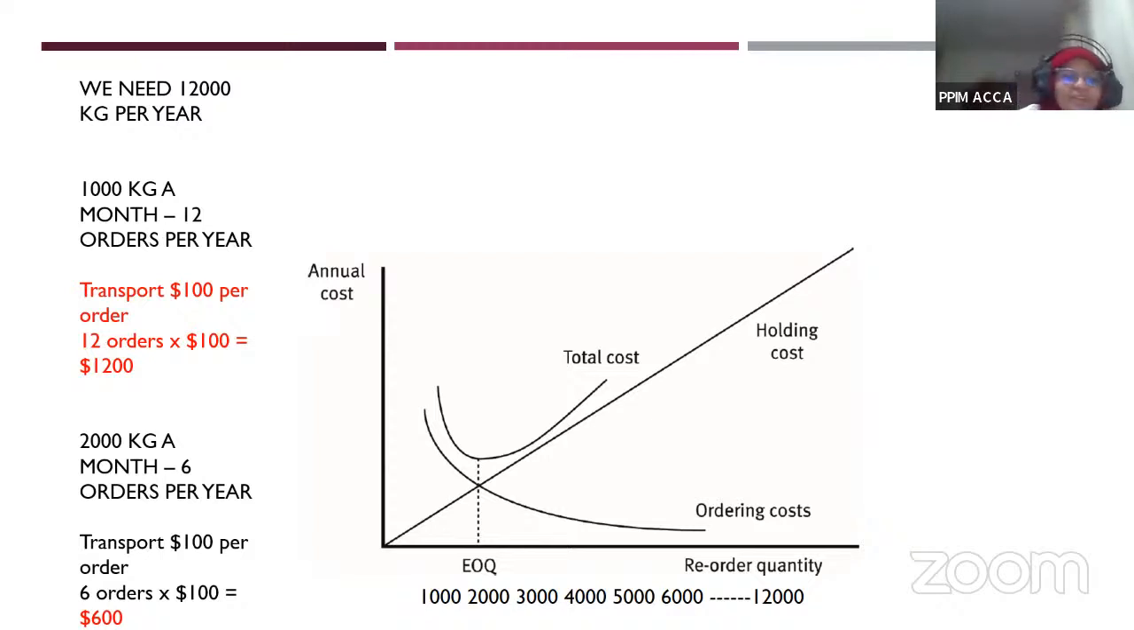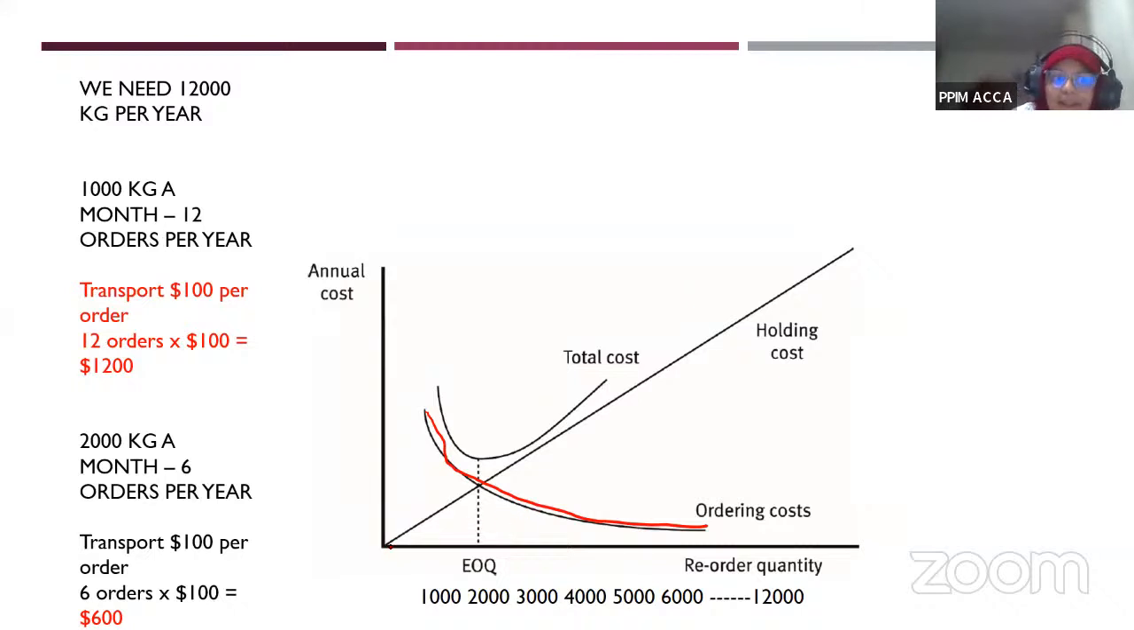So what you have to understand is as the order quantity increases, the cost of ordering or the transport cost keeps on dropping. That is why this line is going downwards. Why is that happening? Because as the order quantity increases, the number of times they have to come and deliver will reduce, and so the transport cost will keep on reducing.